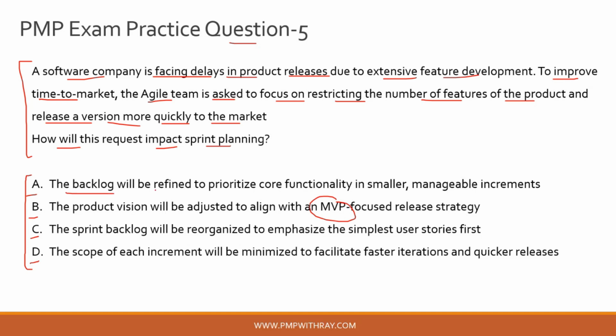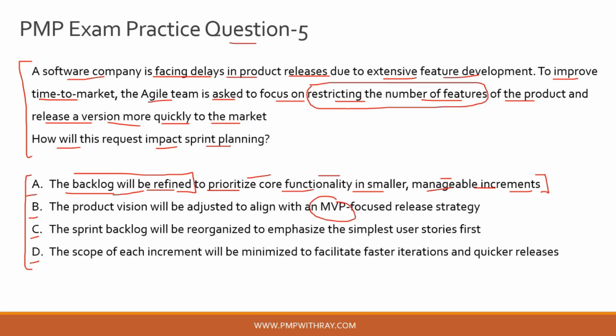Option A, the backlog will be refined to prioritize core functionality in smaller manageable increments. Very smart, guys, because what option A is trying to do is still give you the core concept of MVP, which is to prioritize the core functionality into smaller manageable increments. But it is providing backlog refinement as a proposed solution, and this is a very strong option, guys, because until and unless you do a backlog refinement, you will not be able to identify which of the features you want to restrict and which you do not. You will not be able to prioritize if you do not do a solid backlog refinement session.